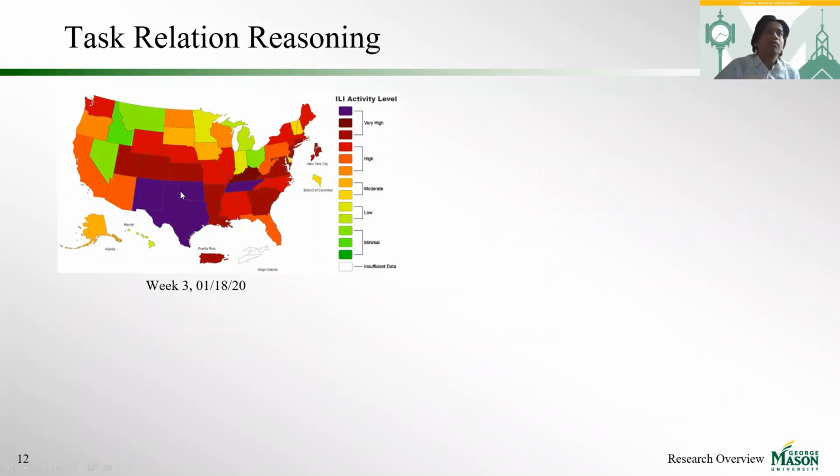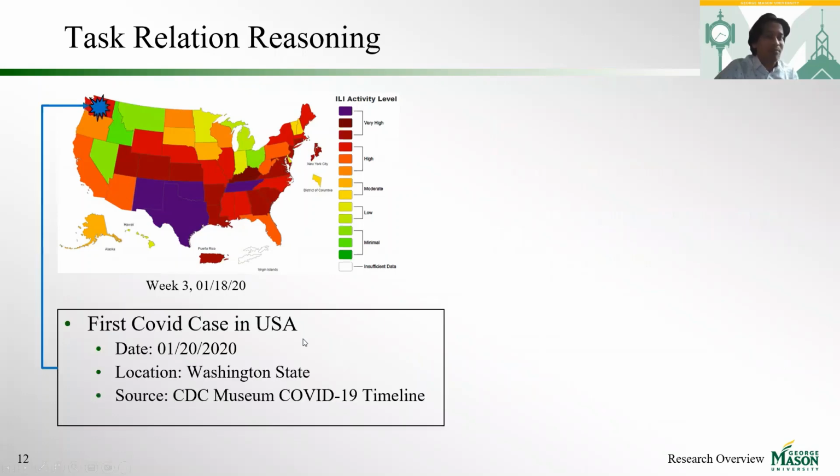Take this example. Week 3, January 18, 2020. What you see is that our influenza level activity is already worst in the USA. And there comes our nightmare, COVID. The first COVID case was reported on January 20, 2020, right here.